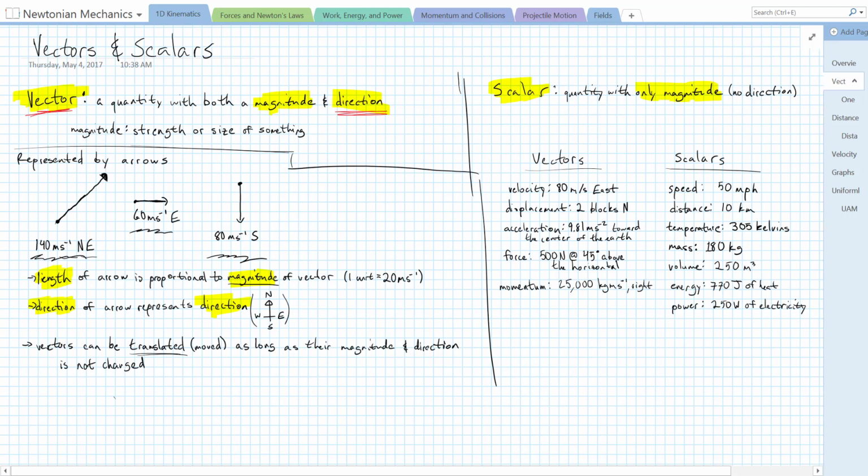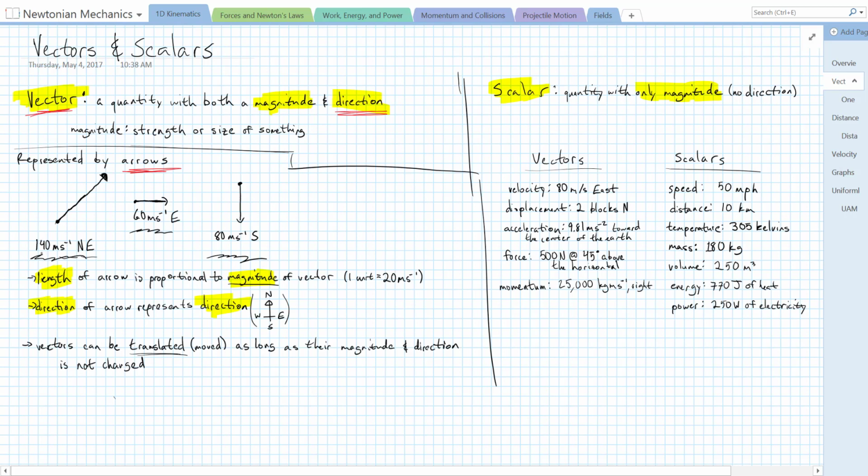A vector can point north, east, south, west, up, down, at an angle of 45 degrees, at an angle of 13 degrees above the horizontal. But it's only a vector if it has a single direction that it points in space. If you cannot point your finger in the direction that that vector points, it is not a true vector. We represent vectors with arrows. And we can see a few arrows down here.